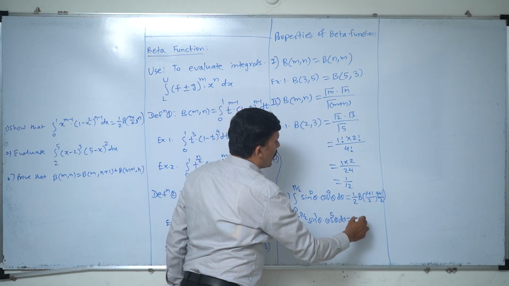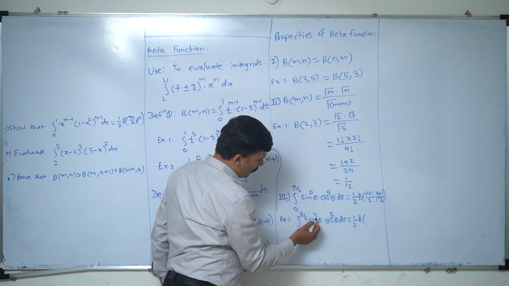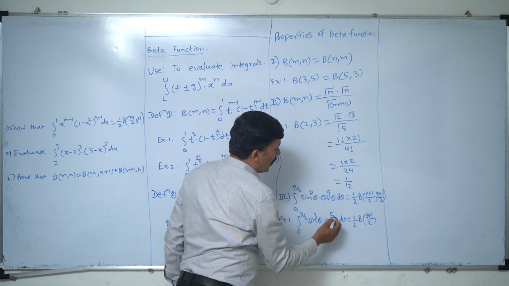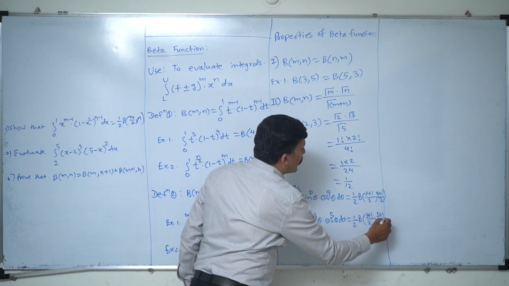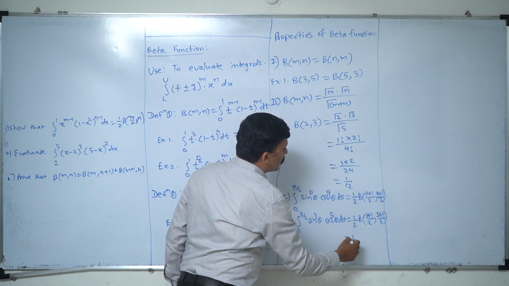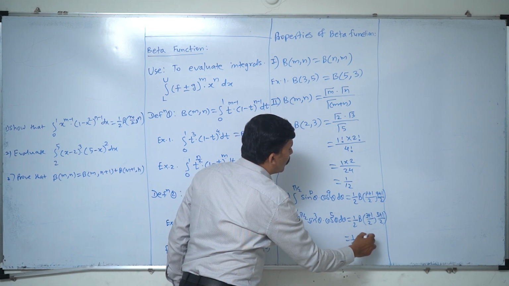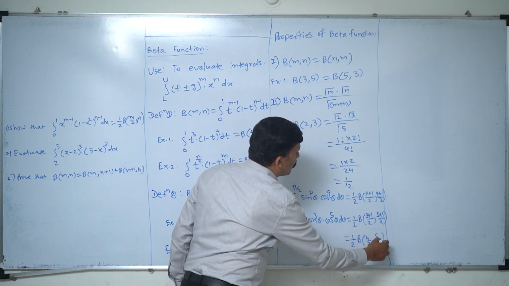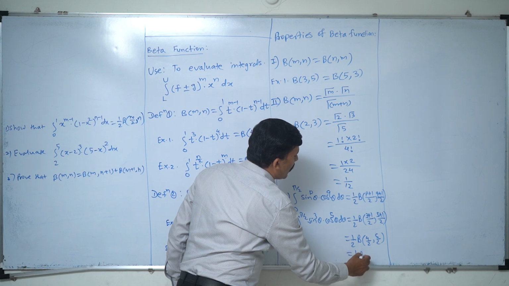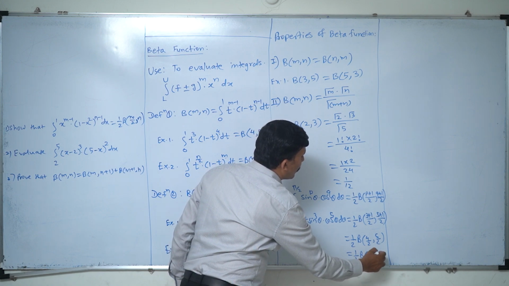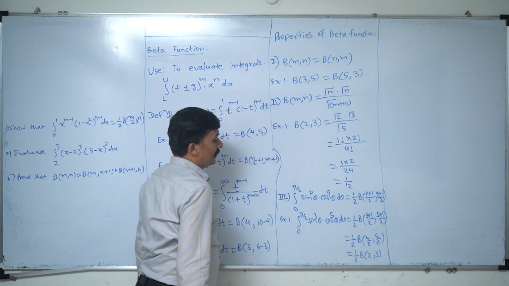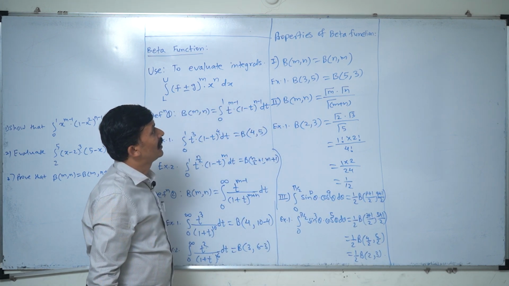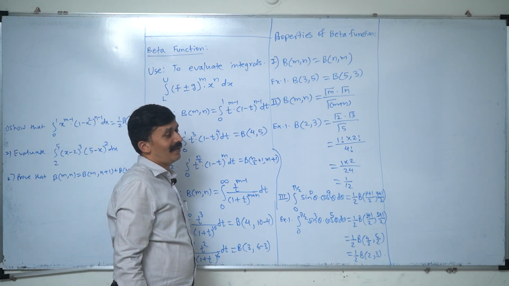1 by 2 beta of, what is the power of sin? 3. So (3 plus 1) upon 2, the power of cos is 5, so (5 plus 1) upon 2. So this is 1 by 2 beta of 4 by 2 comma 6 by 2. That is 1 by 2 beta of 2 comma 3. Then you can simplify that beta by using the gamma function. So these are the three properties of beta function.